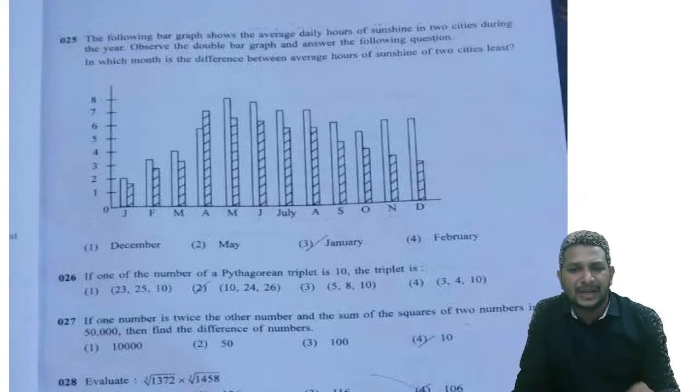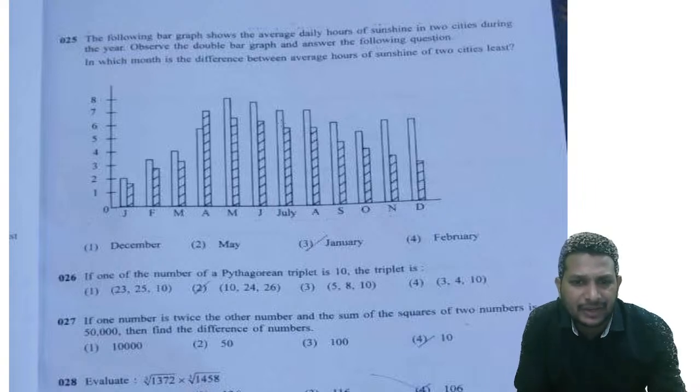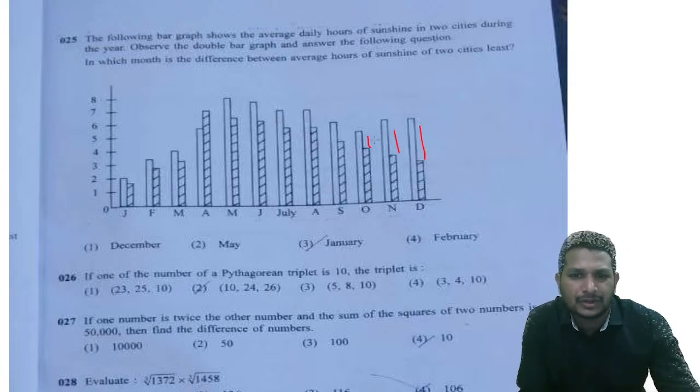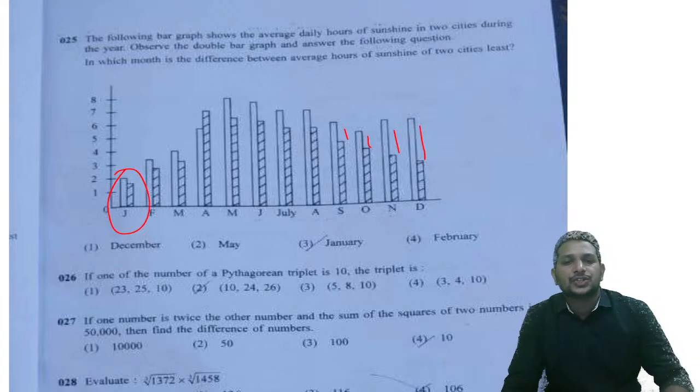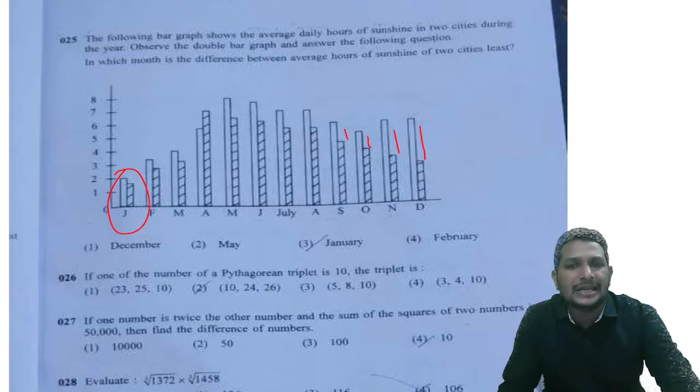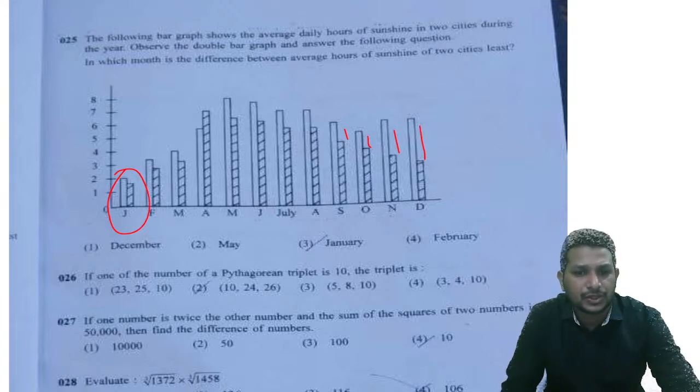So in which month is the gap very less? If you look at the different months, here the gap is more. Slightly more. So the gap is least in which month? This January. So in the month of January, we got the least difference. So the answer for this question is option 3. Understood?